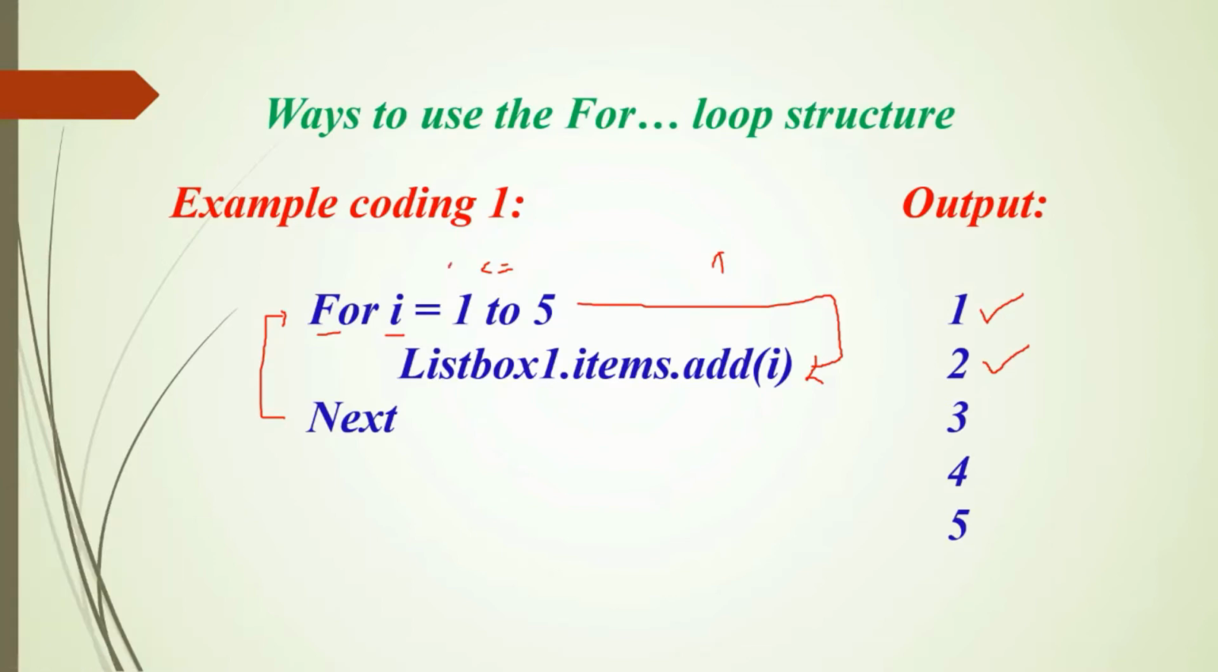Very good. 2 plus 1, 3. So now the value of I is equal to 3. It again checks the condition: 3 less than or equal to 5. Is the condition true? Yes. So the value 3 is displayed in the output window.